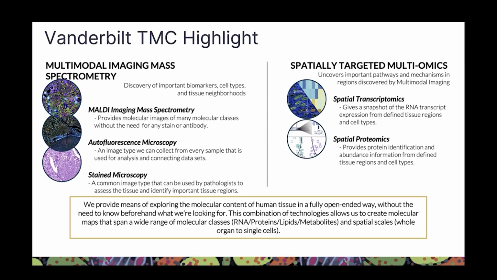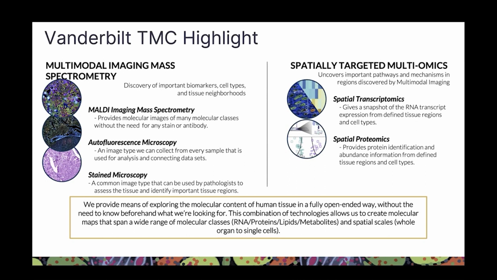So our tissue mapping center at Vanderbilt is focused on two primary workflows that are very tightly interconnected. First of which is what we call a multimodal imaging mass spec workflow, and it's going to combine imaging mass spectrometry with various forms of microscopy. So again, we can make connections to specific cell types and functional tissue units. And then on the other hand, spatially targeted multi-omics, whether that's spatial proteomics or spatial transcriptomics.